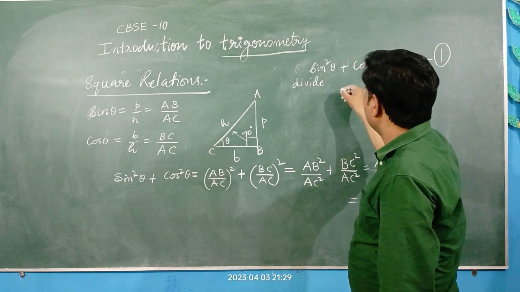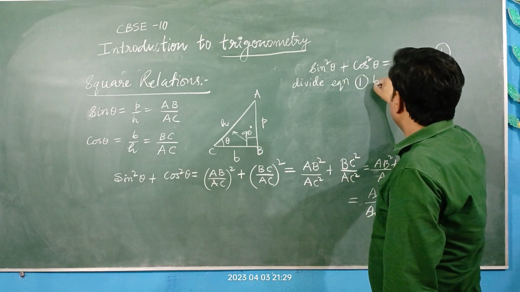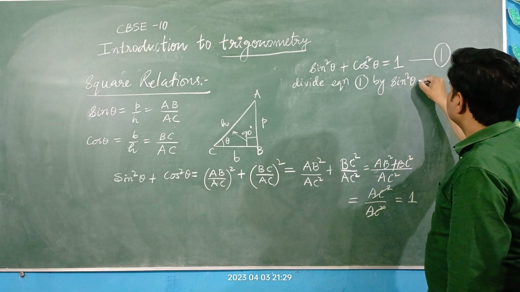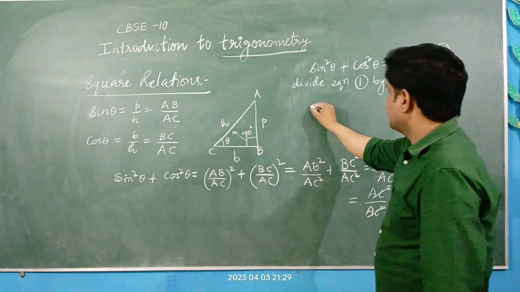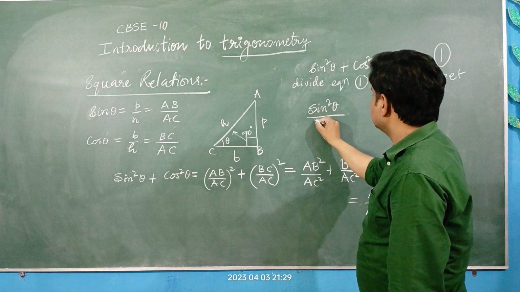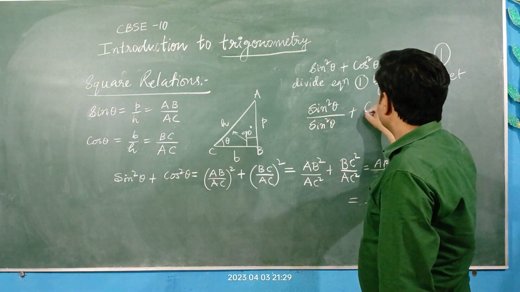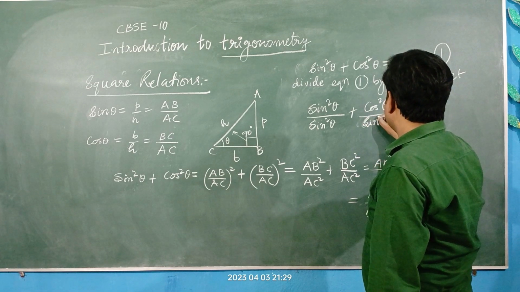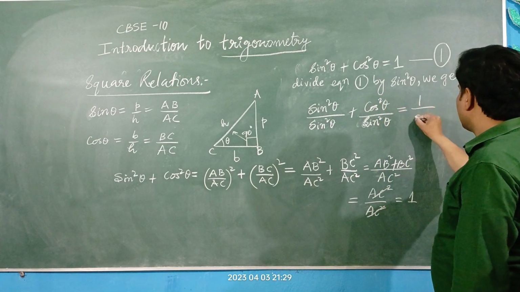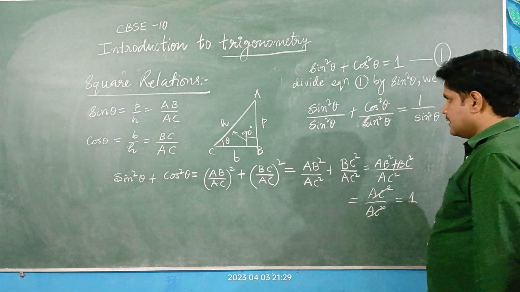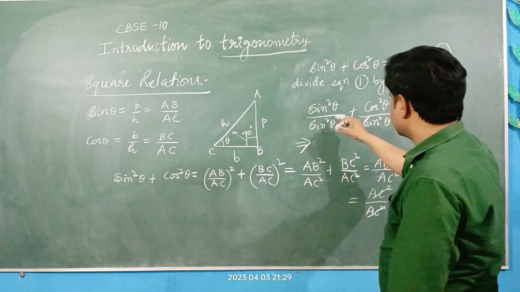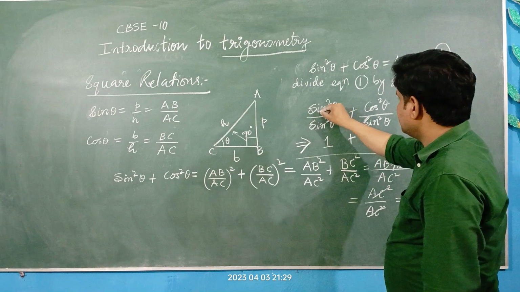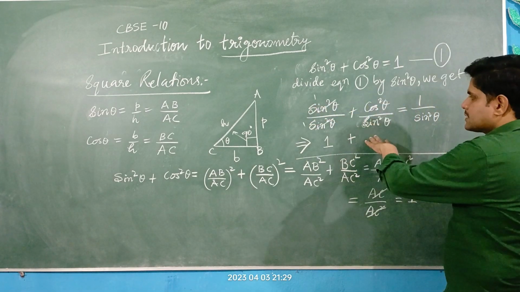Let's divide equation 1 by sine squared theta. What do we get? We get sine squared theta upon sine squared theta plus cos squared theta upon sine squared theta, equals 1 upon sine squared theta. I think this is clear to you. I'm short of space here, but I'll just finish it. Sine square upon sine square is 1, this is cancelled, so it's 1. And cos squared upon sine squared.